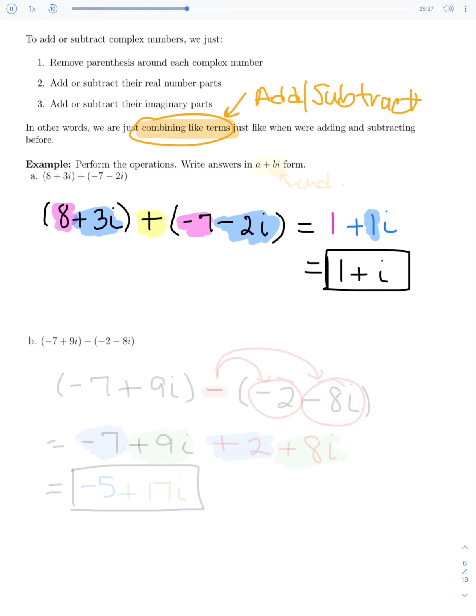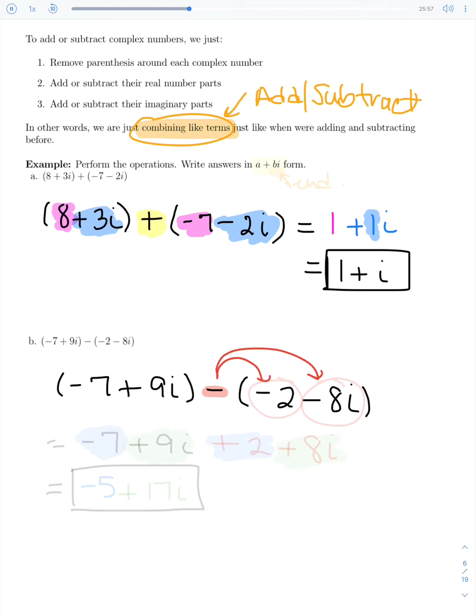On problem B, we have negative 7 plus 9i minus negative 2 minus 8i. And with subtraction, it's going to be the same idea. It is still going to be combining like terms. It's just going to be a little bit different because we do have to worry about the minus sign. What does the minus sign do?